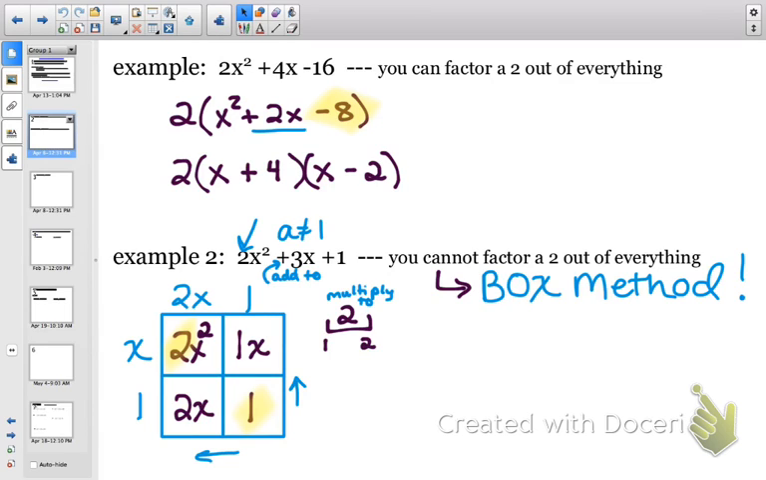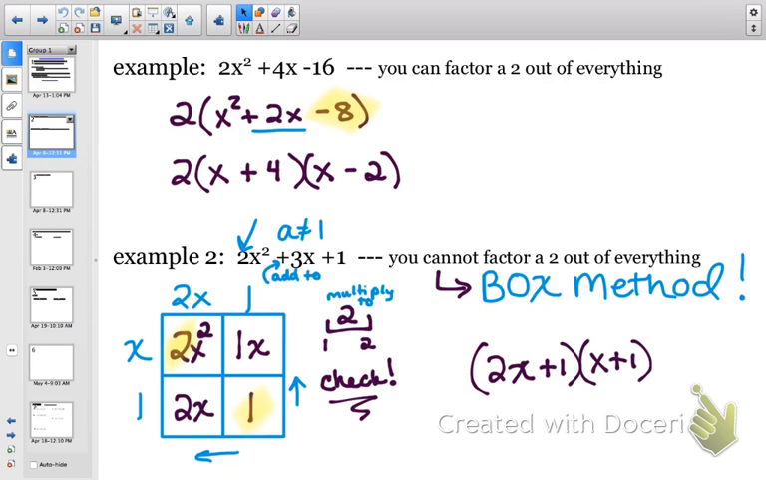It's always good at this point to go back and check to make sure they multiply back out, because we've done box method multiplication. 2x times x gives me 2x squared, x times 1 is 1x, 2x times 1 is 2x, 1 times 1 is 1, so it works out. Now all we have to do is write it as a product of two binomials. For the first binomial, you can either do the top or the side, it doesn't matter, so it would be 2x plus 1 times x plus 1. It doesn't matter the order you write it, as long as you keep the top row together and the left side together. We're going to do another example on the next slide.